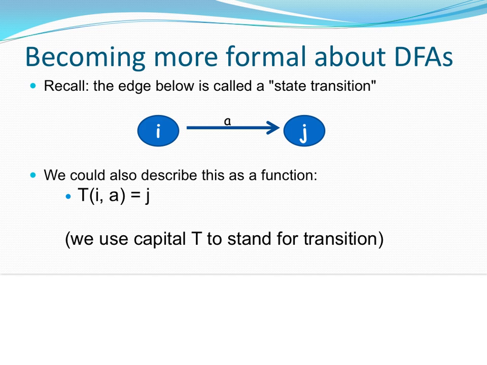And just as a reminder, we call this a state transition. And we could describe this as a function, right? If I'm at state I, and I see the symbol A, right? So the transition starting at state I, if you see the symbol A, is you end up at state J. And as I say, we're going to use this capital T to stand for transition, or our transition function.